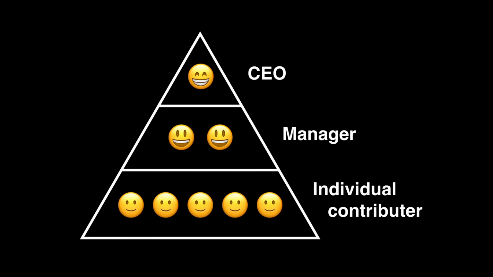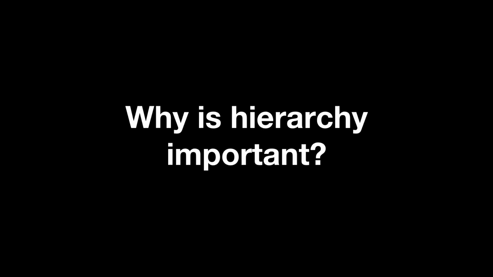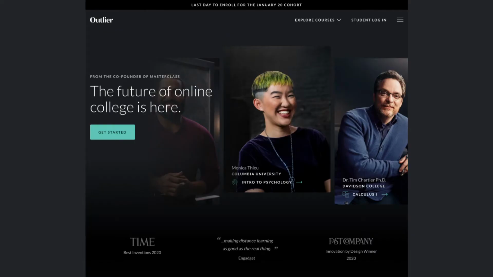For example, at a company, this would be the CEO at the top, managers are the mid-level, and individual contributors are at the bottom layer of the pyramid. Visual hierarchy, on the other hand, is the principle of arranging elements to show their order of importance. If everything in your design is the same size, the same weight, or the same color, then there's no clear hierarchy and nothing is important. Let's take a look at a few examples of good hierarchy.